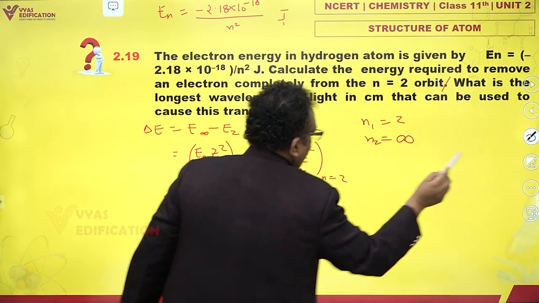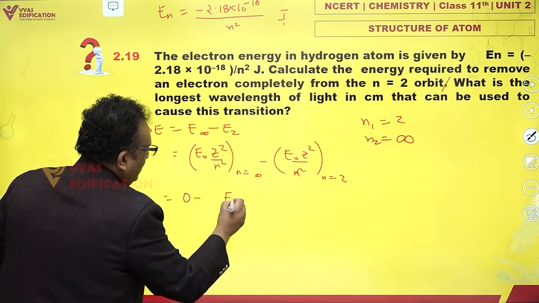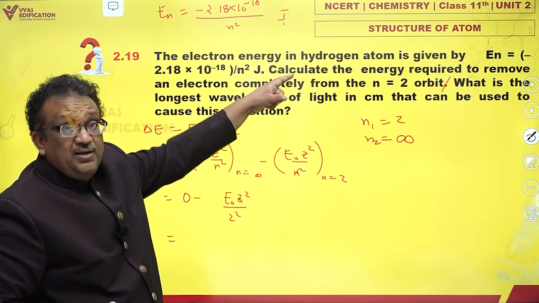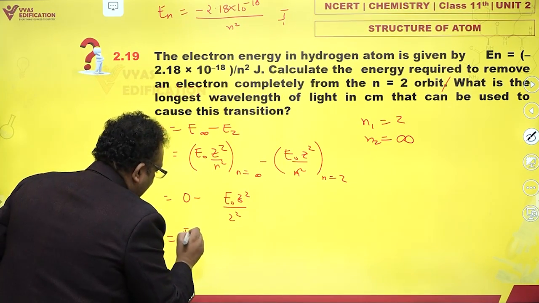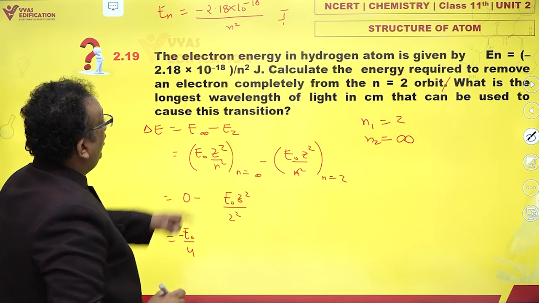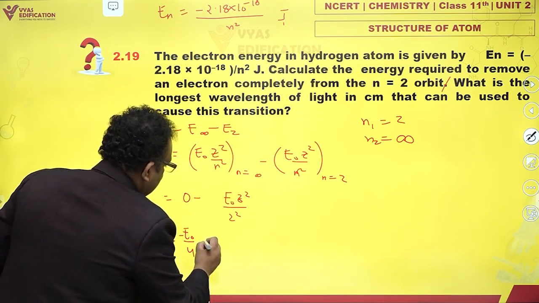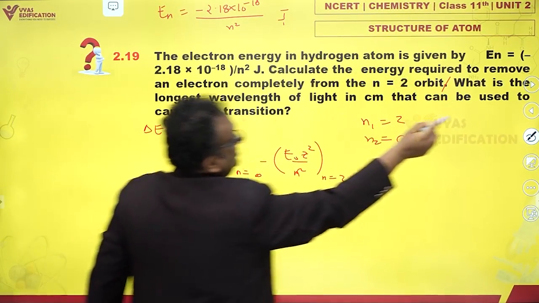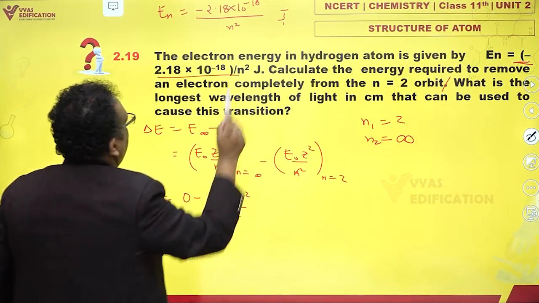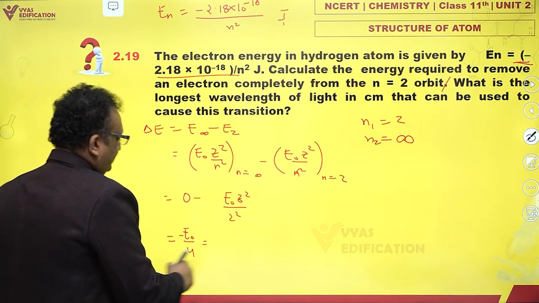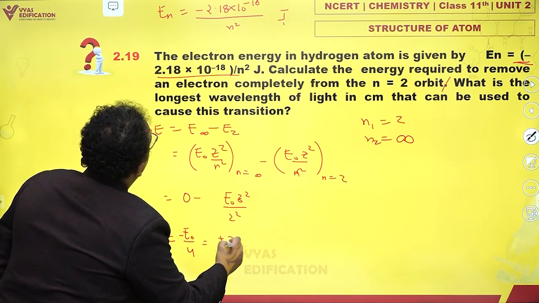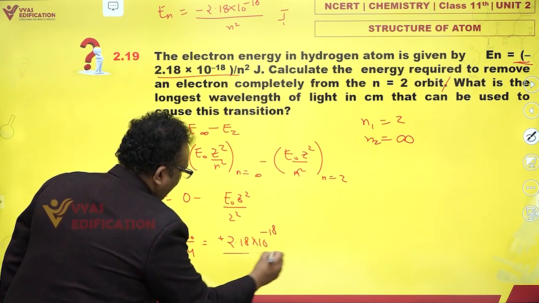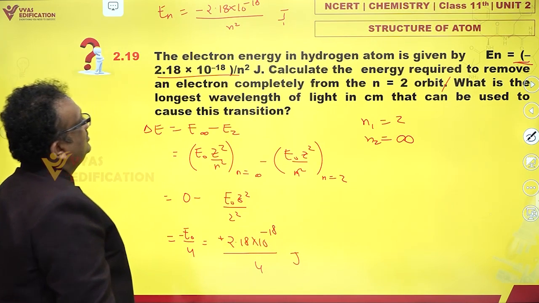0 minus E naught z square by 2 square. Now, z is hydrogen atom, z is 1. So, this is minus E naught by 4. And E naught has been given to me. How much is that? That is minus 2.18. Again, please note, minus 2.18. So, this is plus 2.18 into 10 raised to minus 18 by 4 joules.